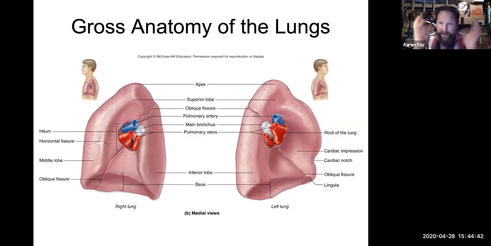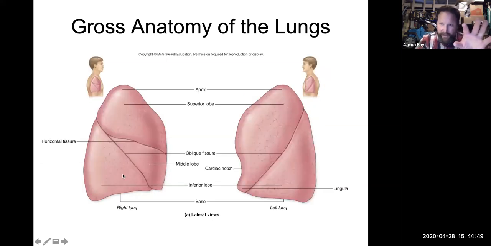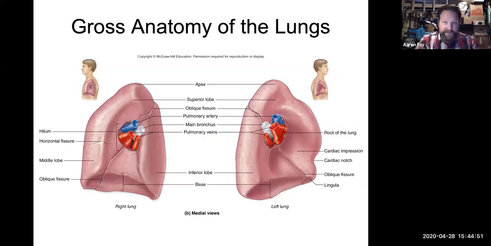So if we turn them around and look at the medial view, this is the mediastinal surface, right? These surfaces were all costal. This is the mediastinal surface. We have a concave structure called a hilum. We had a hilum when we looked at the kidney, and now we have another hilum here in the lung. This concave medial surface of the lung is called the hilum, where all the blood vessels and bronchi and lymphatic vessels enter.